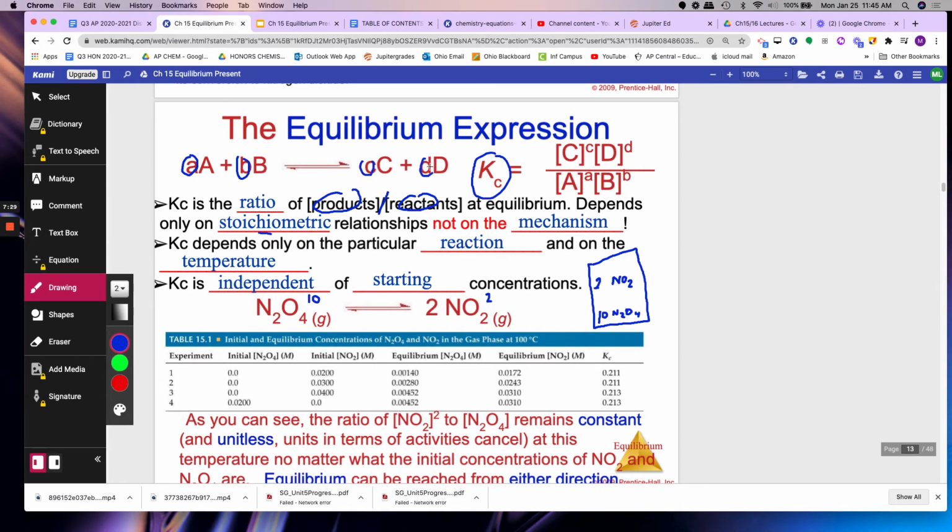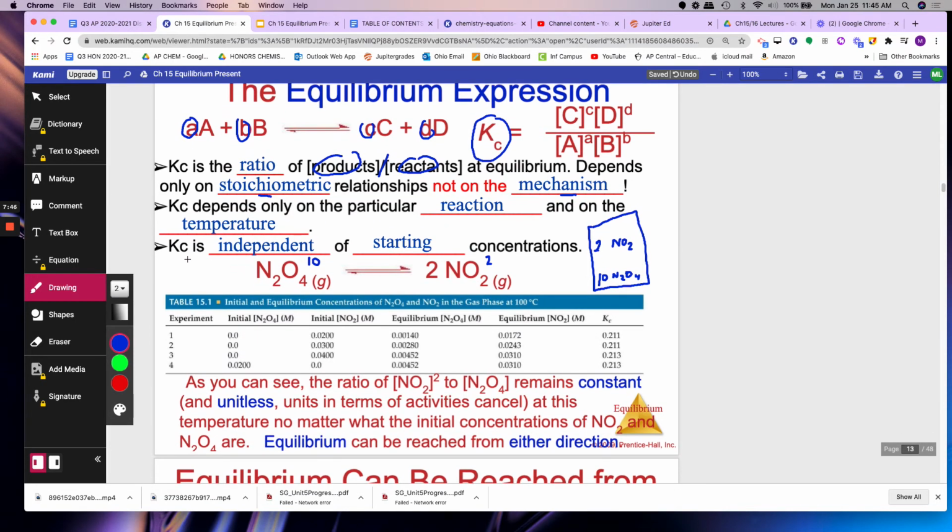It has nothing to do with the mechanism, so I don't care how it got there. All I'm doing is counting how many I have of each when the reaction's all done. Kc depends only on the particular reaction and on the temperature. Make sure you don't change the temperature, otherwise you'll change Kc. Kc is independent of the starting concentrations.